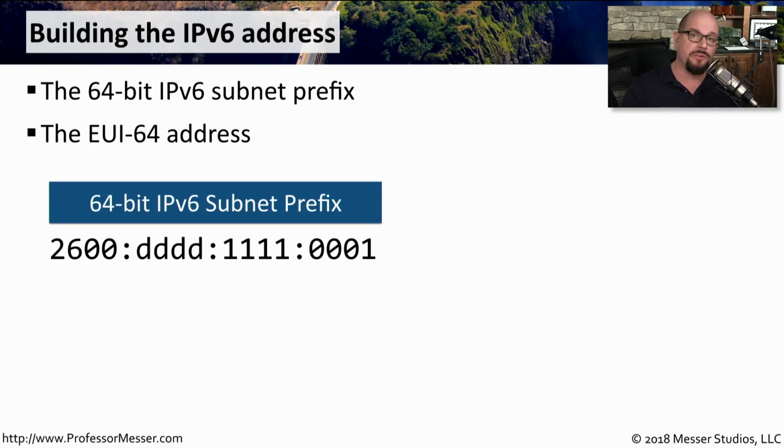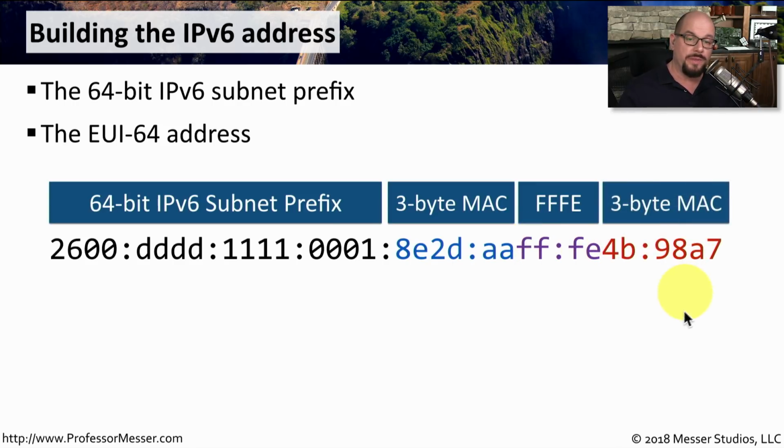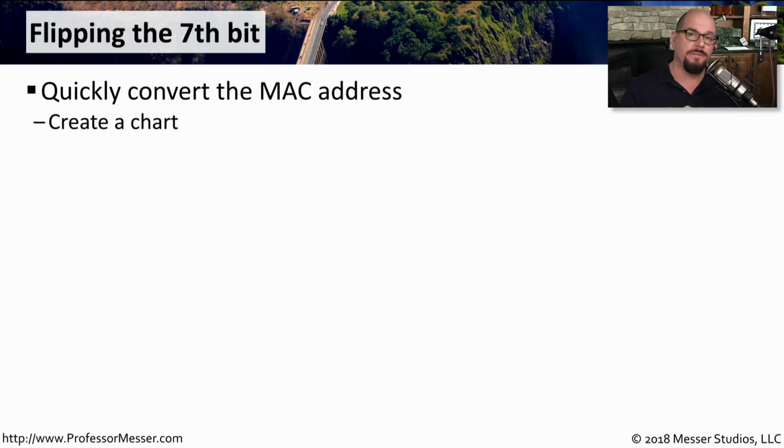Once we have the subnet prefix, we need the final 64 bits that are created from a combination of our modified MAC address and the FFFE that we would put in the middle. So the first 3 bytes would be that modified MAC address. We've already changed that 0 to a 1 to designate this as a locally assigned address. We will add FFFE to the middle, and then we'll finish with the last 3 bytes of the MAC address, which are unchanged.